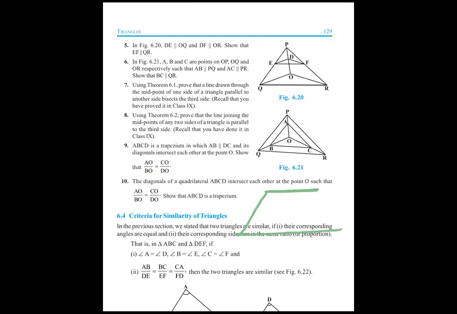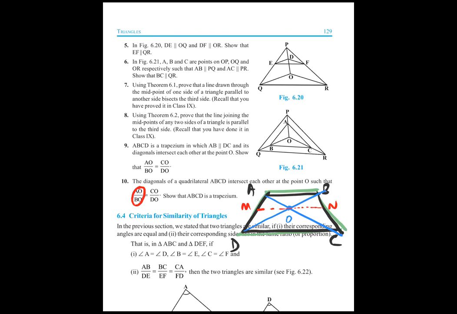Draw the trapezium and join the diagonals. Okay. Then one construction you have to do, that is, draw the line parallel to AB and CD, like this. Okay, that's all. Now what you do is you take any one side, AO by BO.